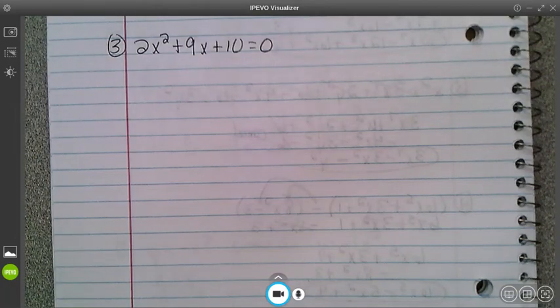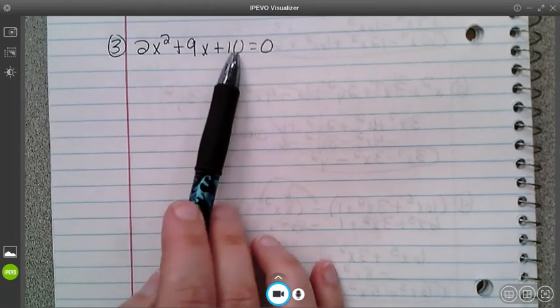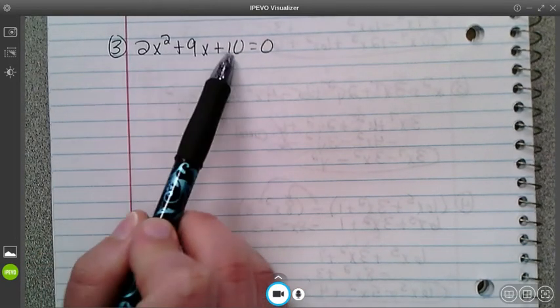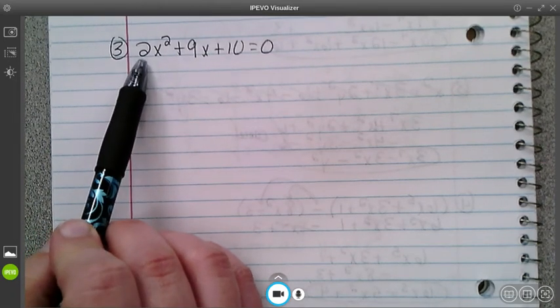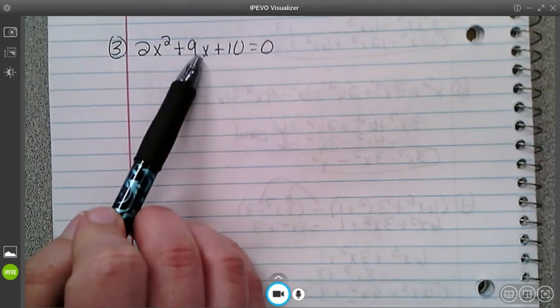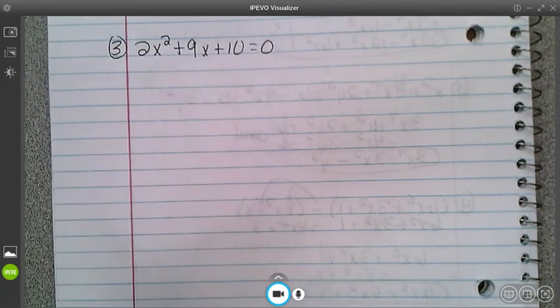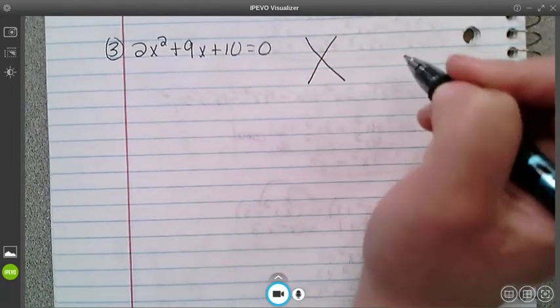Right, number 3, let's check for a GCF. They do not all have x's, so we can't factor out an x. They do all have numbers, but 2 is prime, so really the only thing I could factor out is a 2, and where you have an odd number here, that's not going to work. So this is going to be star method with divide and slide.